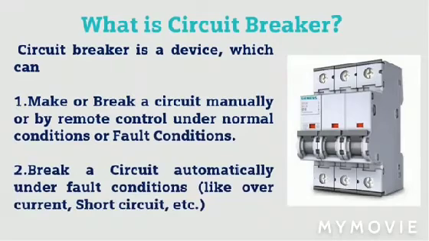We will see what is a circuit breaker. Basically, a circuit breaker is a device which can make or break a circuit manually or by remote control under normal condition or fault condition. It can break a circuit automatically under fault condition like overcurrent or short circuit current. So this is one type of protecting device for the load. When an abnormal condition comes, this breaker will break contact and it will protect the load.